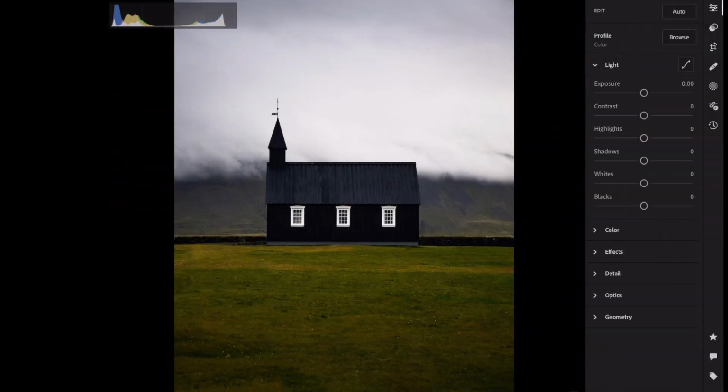Let's begin. Open the light section. Exposure, plus 0.2. Contrast, minus 10. Highlights, minus 20. Shadows, plus 10. Whites, plus 20. Blacks, minus 25.